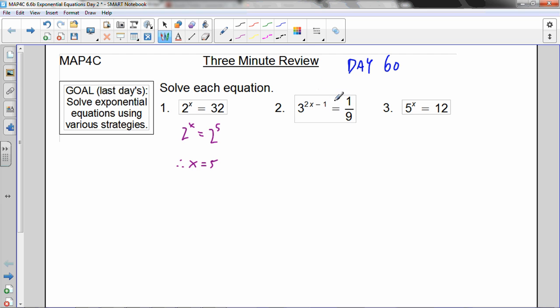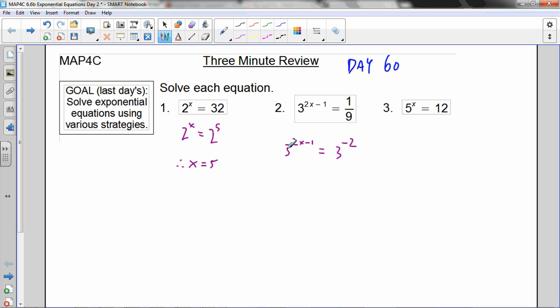Here, and we saw more difficult ones, but this one I'm going to write both sides as a power of 3. Well, 1/9, I know it's going to be 3 to the exponent negative something since it's a fraction. 9 is 3 squared, so it's -2.